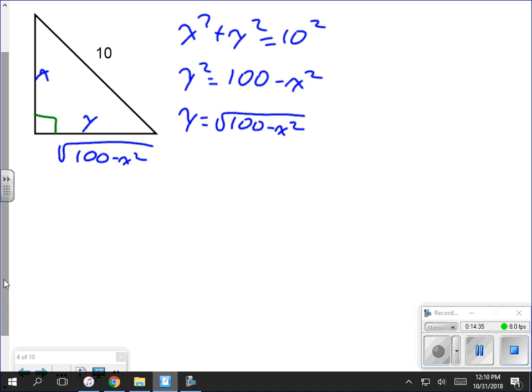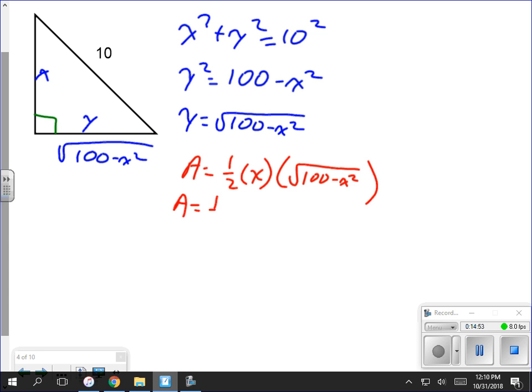So the area is 1/2 times x times the square root of 100 minus x squared, which I wish to take the derivative of. But before I take the derivative of that, I rewrite it as 1/2 x times (100 minus x squared) to the 1/2 power to make it easier. Product rule: derivative of the first times the second, etc.